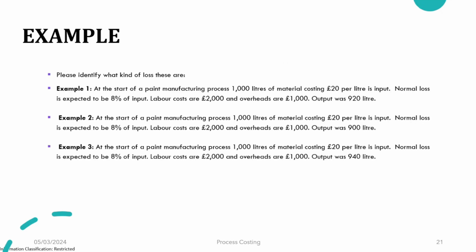Can you have a quick look at those examples and see if you can identify what type of losses these are? Okay, example 1 first. What kind of loss is it? Can you tell what kind of loss example 1 is? Students, this first one is a normal loss. Expecting to produce 1,000 liters, if normal loss is 8%, normal loss would be 80, versus 920. That's normal because 1,000 minus 80 would be this number. So there's no abnormal loss, and the expected 8% loss is within the expectation.